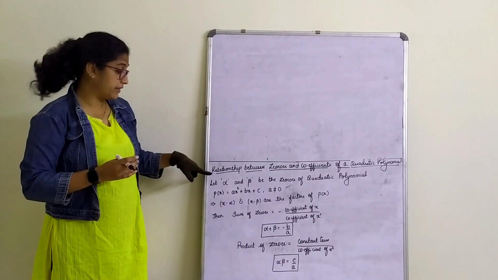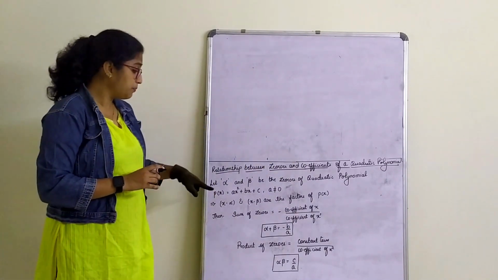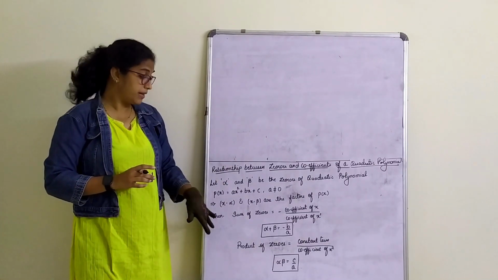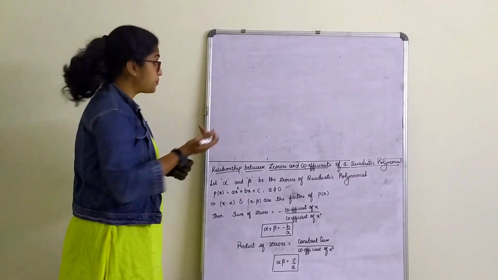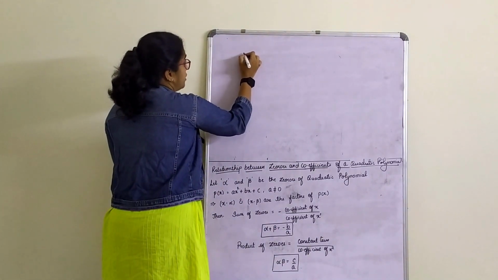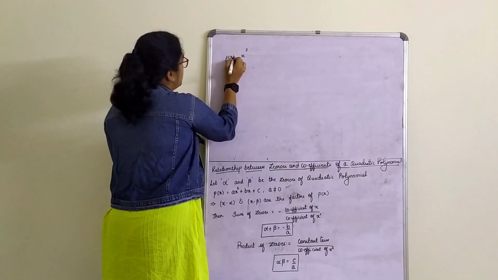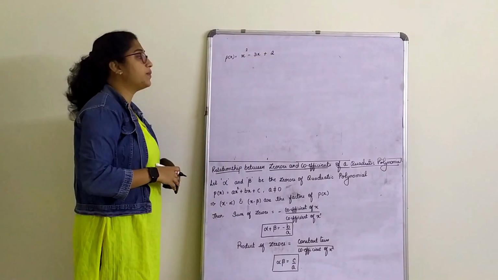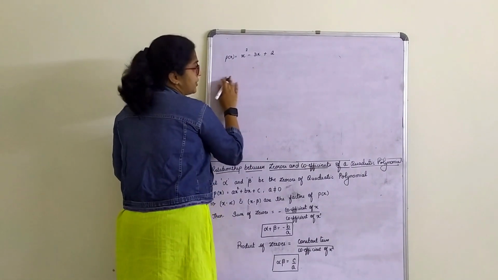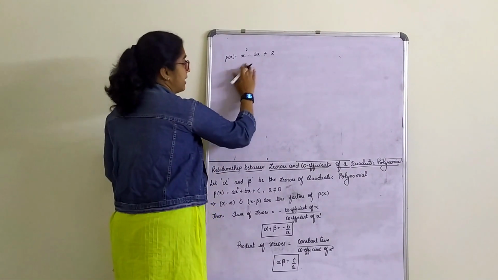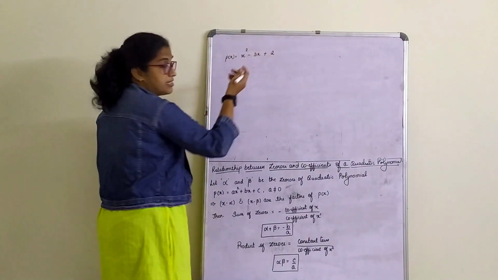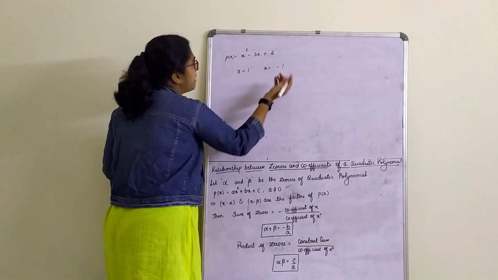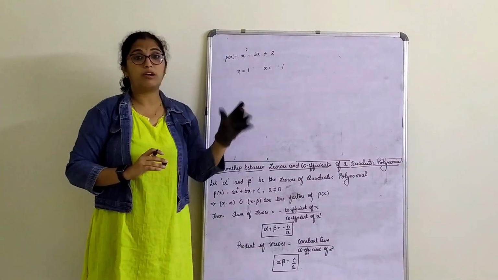So next is what I was telling, the relationship between zeros and coefficients. Let alpha and beta be the zeros of the quadratic polynomial. This is a polynomial. That means x minus alpha and x minus beta are the factors. If I tell you this is a quadratic polynomial, say p of x, I will write minus 3x plus 2. I've just written it, giving some random numbers, not accurate ones. After solving this by splitting the middle term, I will get x is equal to 1 and x is equal to minus 1 as the zeros of the polynomial.